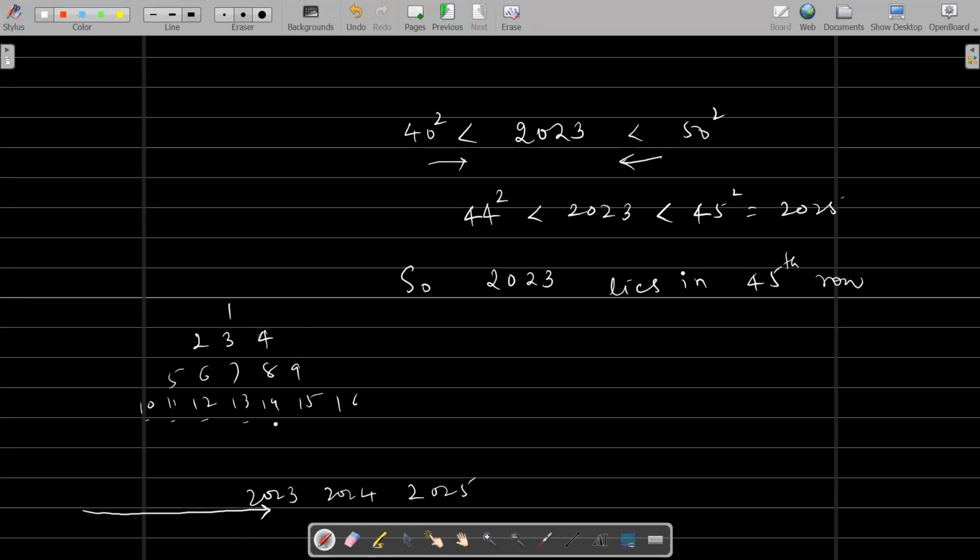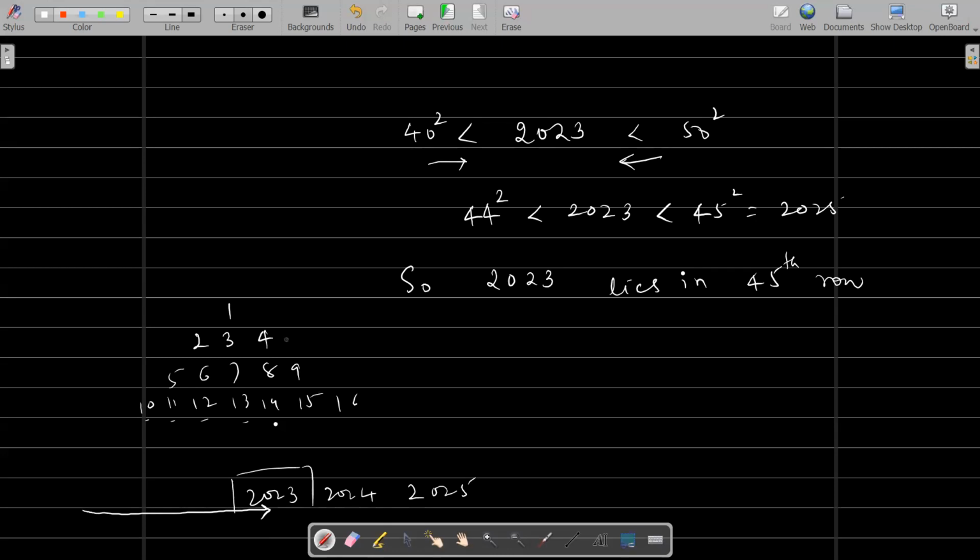Okay. So observe the difference. So we basically find the number of numbers in that row. So I want the total number of integers in each row. Then I can get the position of 2023 from the left side. Okay. Sir, can I say? Just a minute.